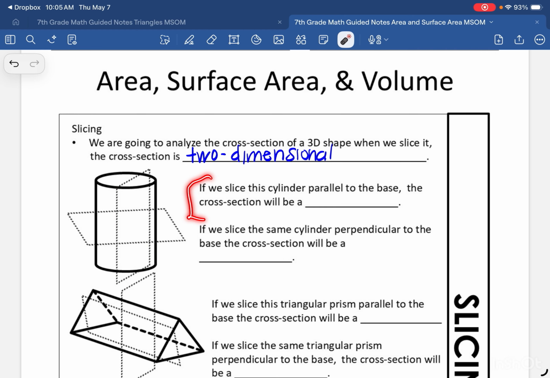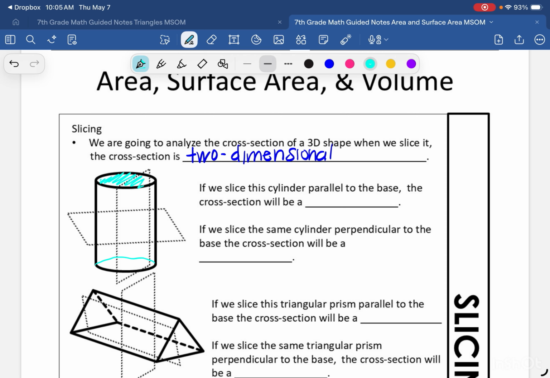If we slice this cylinder parallel to the base, the cross-section will be... so my base for this cylinder is a circle because those are the two faces that are parallel to each other. So if I cut this shape parallel to the base, which would be right here, think of cutting it right there in the middle this way. What shape will the cross-section be? And it will be a circle.